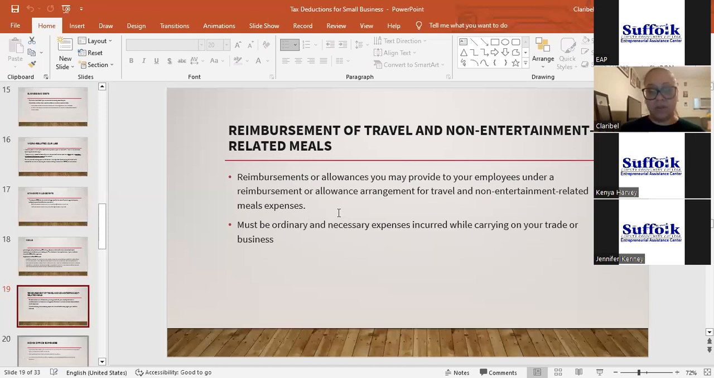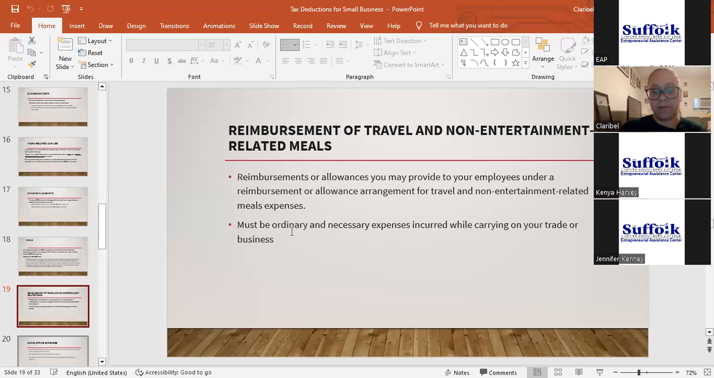So that also includes a hotel, plane, travel, and not just meals. Also travel, and if they take a train or plane, or if they drive, they can use the mileage or the gas. You can reimburse them, and then you can write that off on your taxes. Or if you yourself have to travel for your business, you can write that off too.